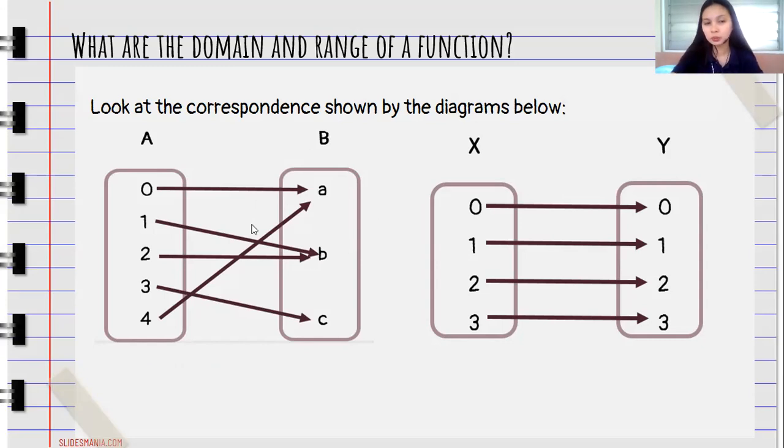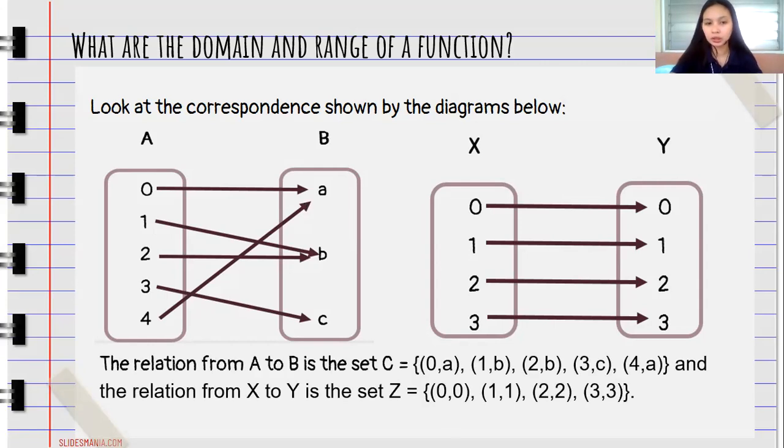And for this one po, di ba, si A po is yung ating values of x, di ba? B po is the values of y. So the relation from A to B is the set C. So ito po yung ginawa ko kanina. Pinair-pair ko lang po sila. Ito. So, si Z naman, ito po siya.